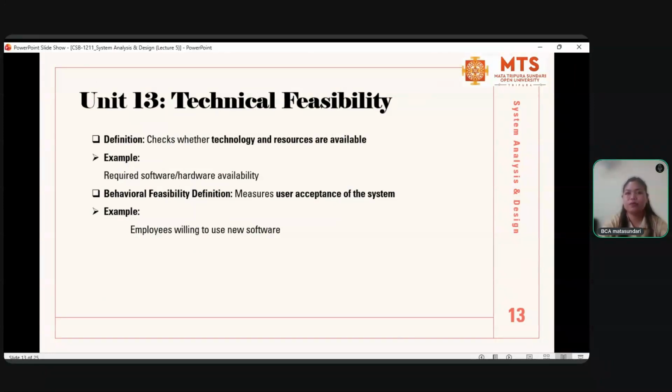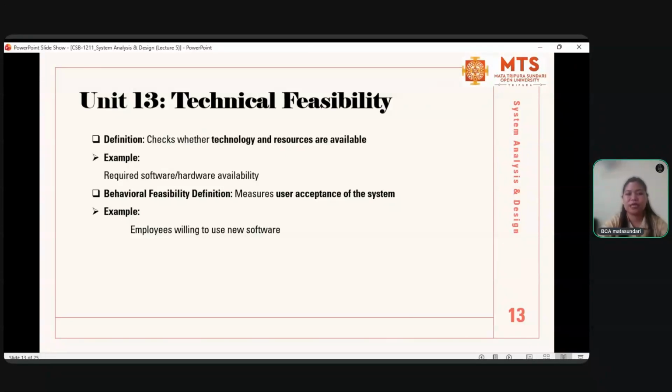We have known feasibility study. Under feasibility study, we have economic feasibility study. There is technical feasibility. What is it? It checks whether technology and resources are available. Example, required software and hardware availability.